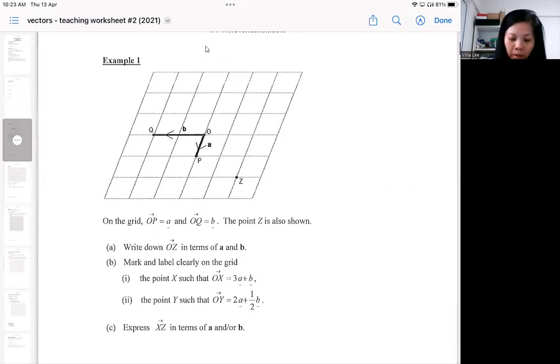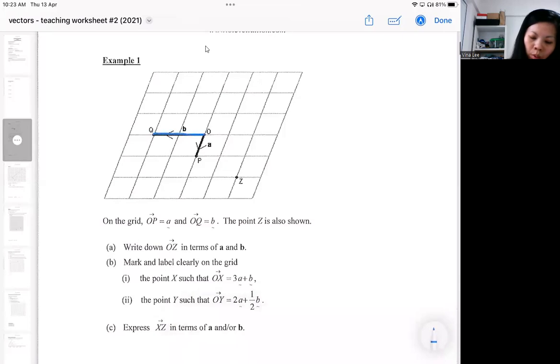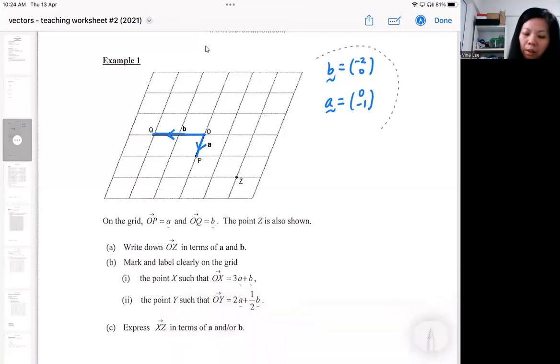Okay, so if you look at example 1, we already know they gave us OQ. So rather, you can see it as a vector B. If you would like to express it as a column vector, yes, you can. This one will be horizontal 2 units on the left, so it will be something like (-2, 0). And then here you are moving down 1 unit, so you can also express A as (0, -1). But it's really not necessary. If you want to, you can see it that way.